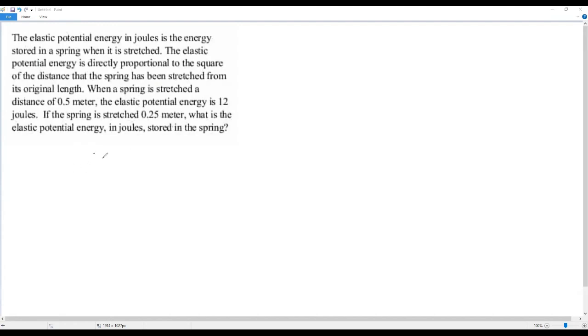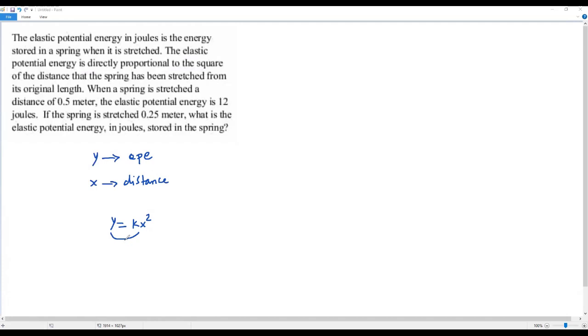Okay, now let me assume y as the elastic potential energy and x as the distance. Let me write the stuff over here. According to the information, the elastic potential energy is directly proportional to the square of the distance. That is y equals kx squared. So when y is directly proportional to the square of the distance, that is the square of x, we have to write the equation like this.